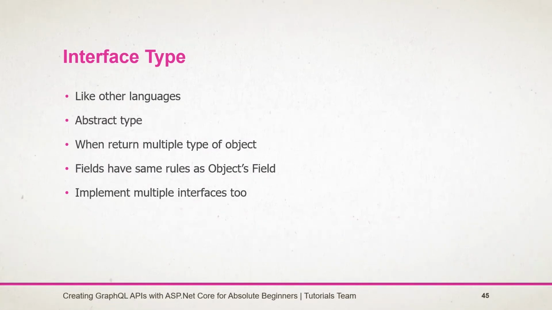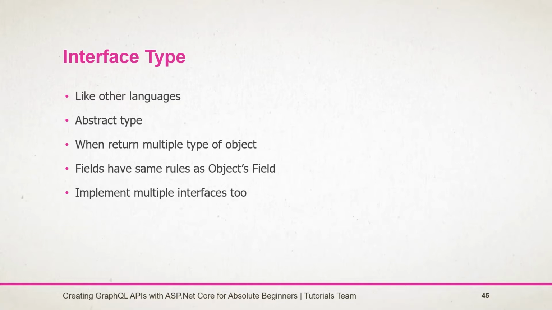Like most programming languages, GraphQL supports the interface. As with an object, we can define fields in the interface, but fields in an interface are abstract. So a type that implements the interface must include those set of fields defining the interface. Interfaces are useful when you want to return an object or a set of objects, but whose type might be several different types. Fields in a GraphQL interface have the same rules as fields in a GraphQL object.